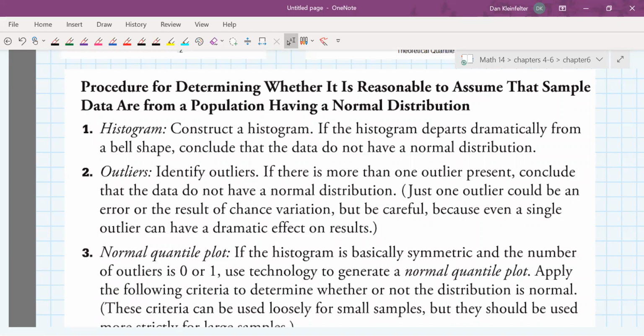Then step 2, identify outliers. If there's more than one outlier present, you could conclude the data is not normal. One outlier could be an error or the result of chance variation.